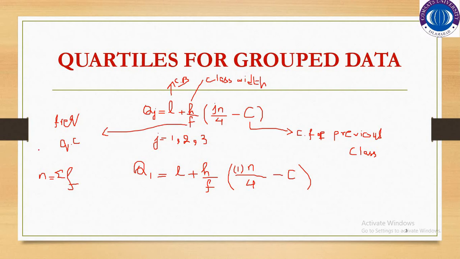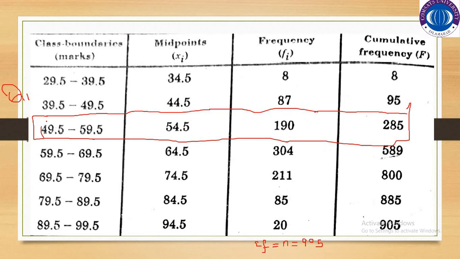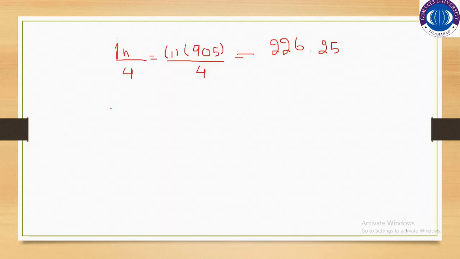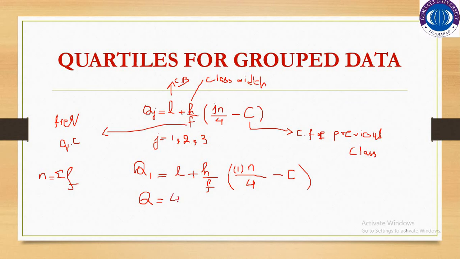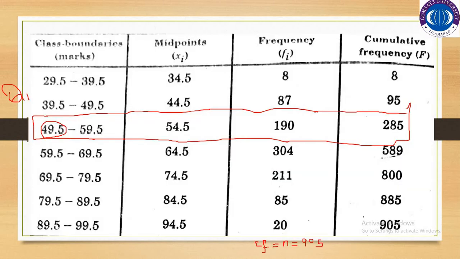Now what you need is L, the lower class boundary of the quartile class, which is 49.5, as you can see from here. I will substitute this value here. You must remember that we substitute the lower class boundary here. Plus H is the class width. How do you find the class width? Just subtract two consecutive lower class boundaries or two consecutive upper class boundaries. You will get the class width, and the class width is 10.